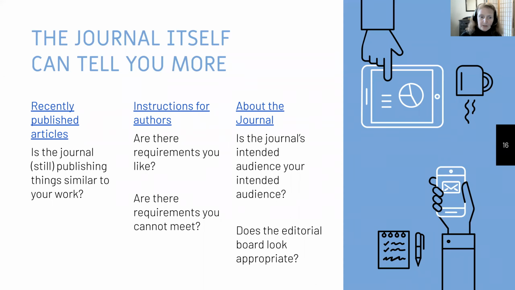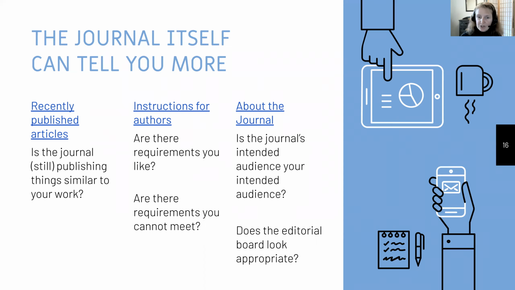And then looking at the instructions for authors, you might see that there might be something that could be a problem, that if you have confidential data and it's a journal that has a strong open data policy, it might be that you either have to contact the editor or maybe look for a different journal. And then you can look at things like the editorial board and the information about the journal itself to make sure that its intended audience is matching the audience that you're trying to reach.